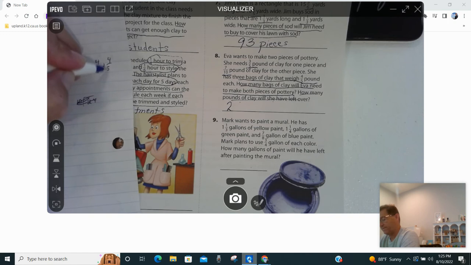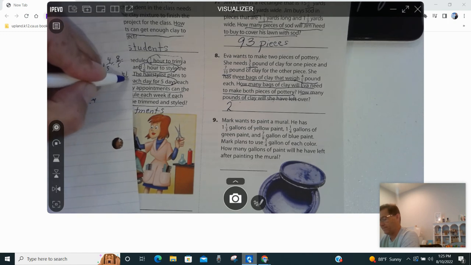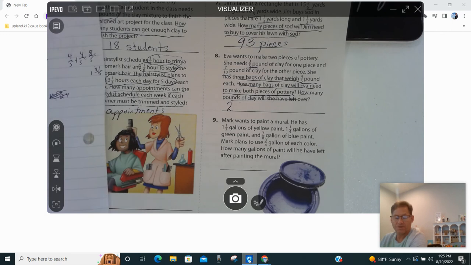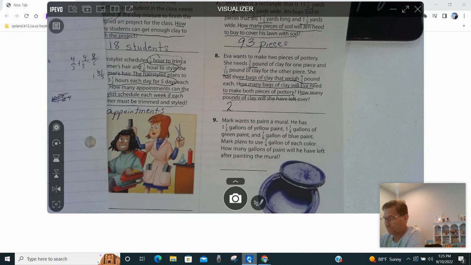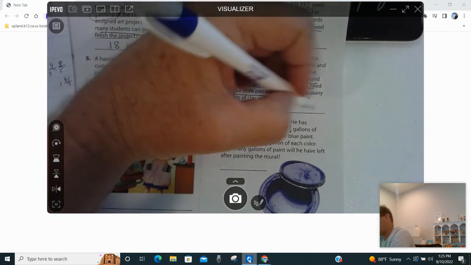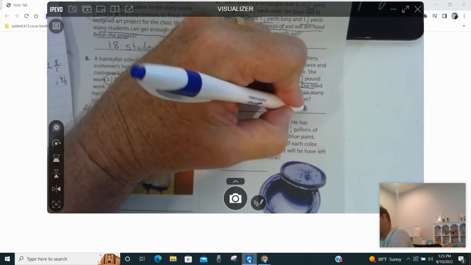She's going to use 1 3/10 pounds. 4/5 plus 4/5 is 8/5 for 1 3/5. Okay, so she's going to use about 2 bags. She's going to have 1 1/10 pound left over.